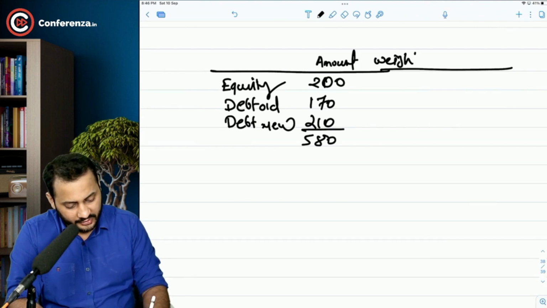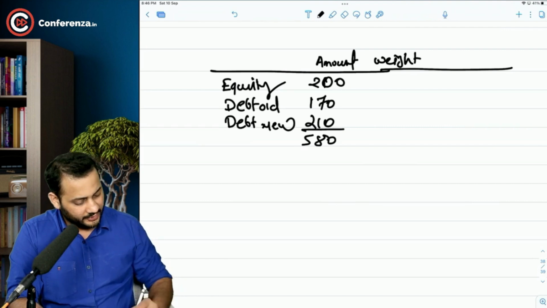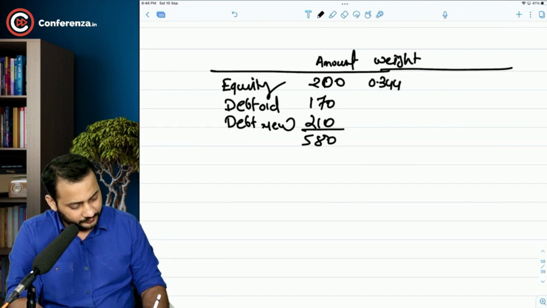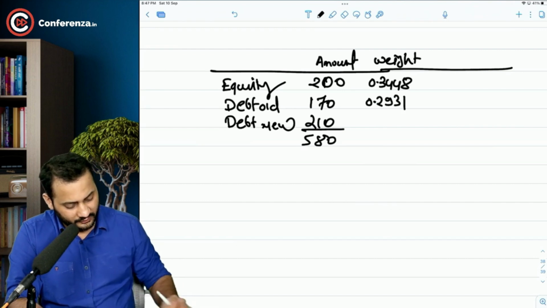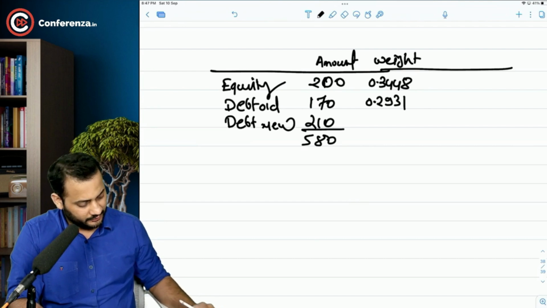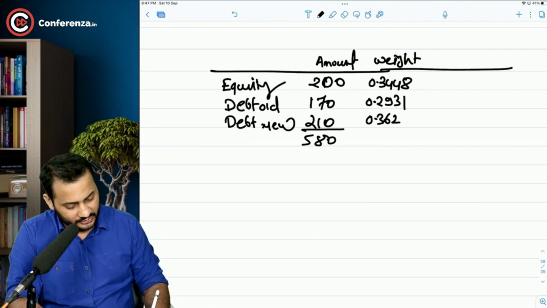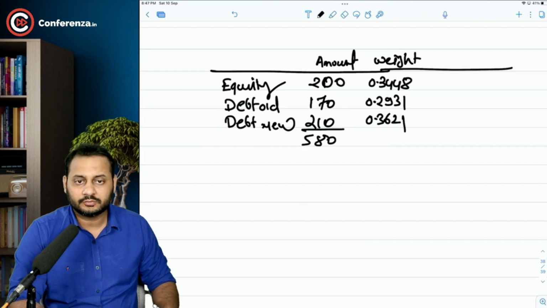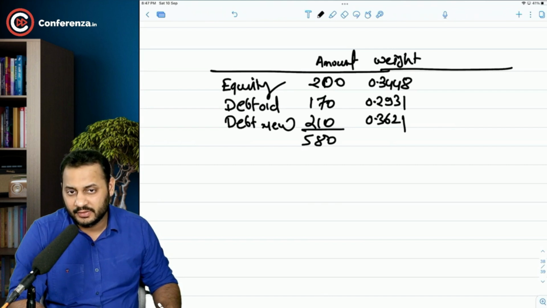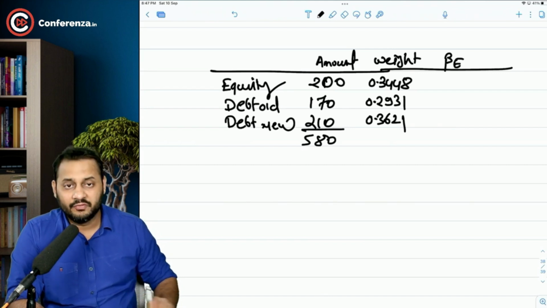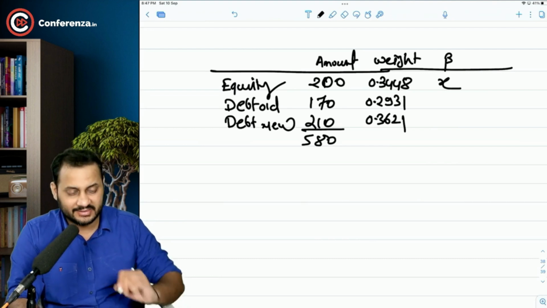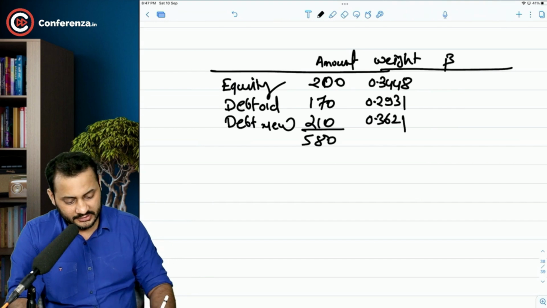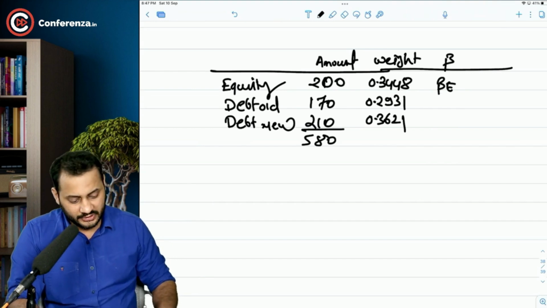Now let's calculate the weight of each. 200 divided by 580 comes to 0.3448. 170 by 580 is 0.2931. Then 210 divided by 580 is 0.3621. This is the weight of each of the capital in the company. We have to calculate the equity beta. This figure, let's say this figure is X, or we can straight away keep it as beta of equity. So this is the beta of equity.